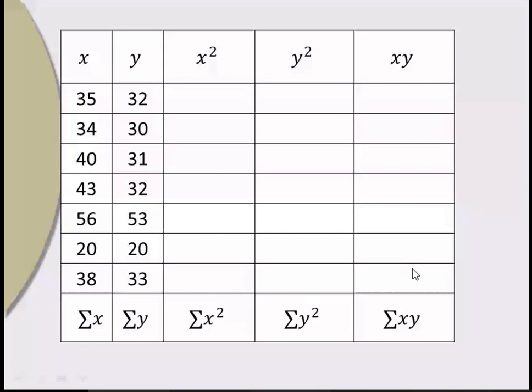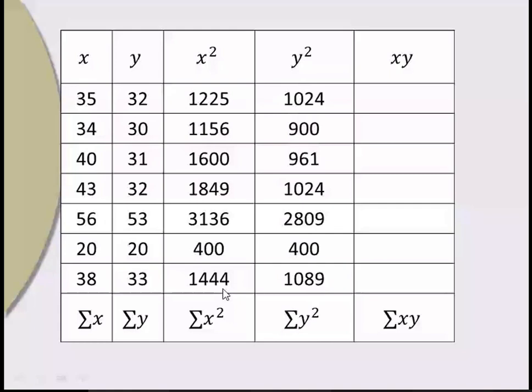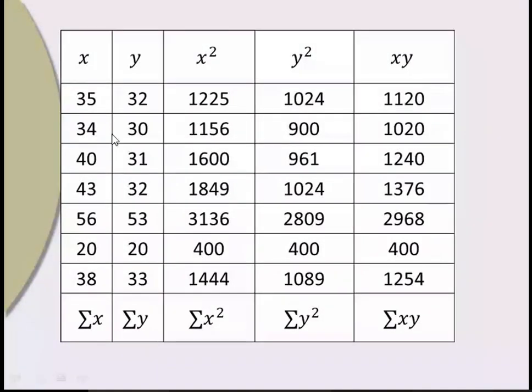So I will just take the values. 35 square, 1225. 34 square, 1156. Like that, taking the square of each X. In the same way, take the square of each Y. And take the product of X and Y. 35 into 32, it will be 1120. 34 into 30, it will be 1020. Like that, taking the product of each pair X and Y. Now take the sum of each column.